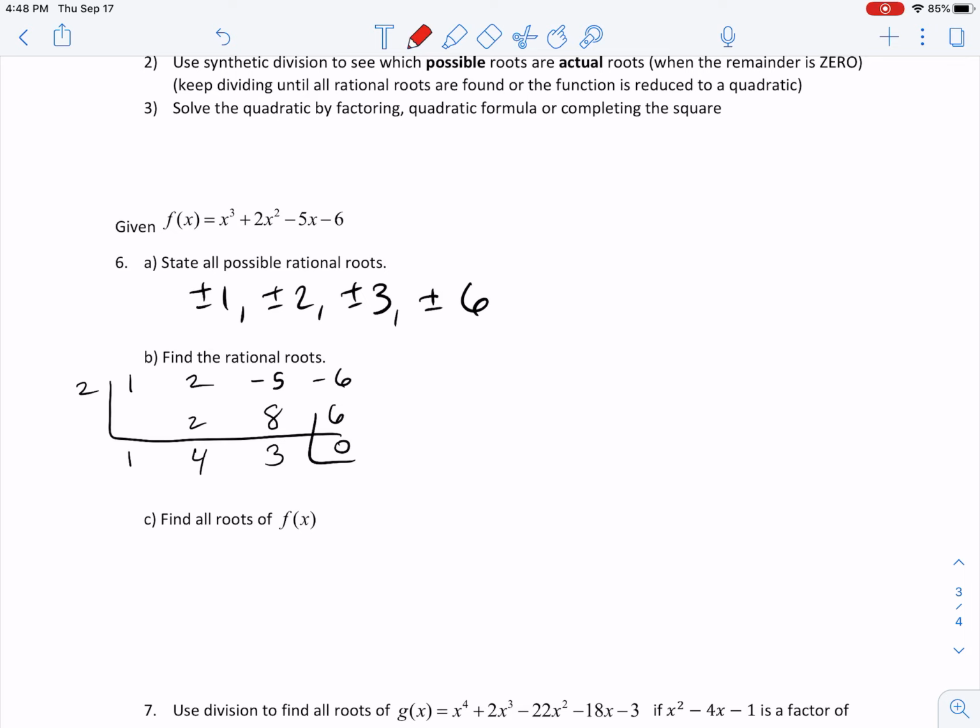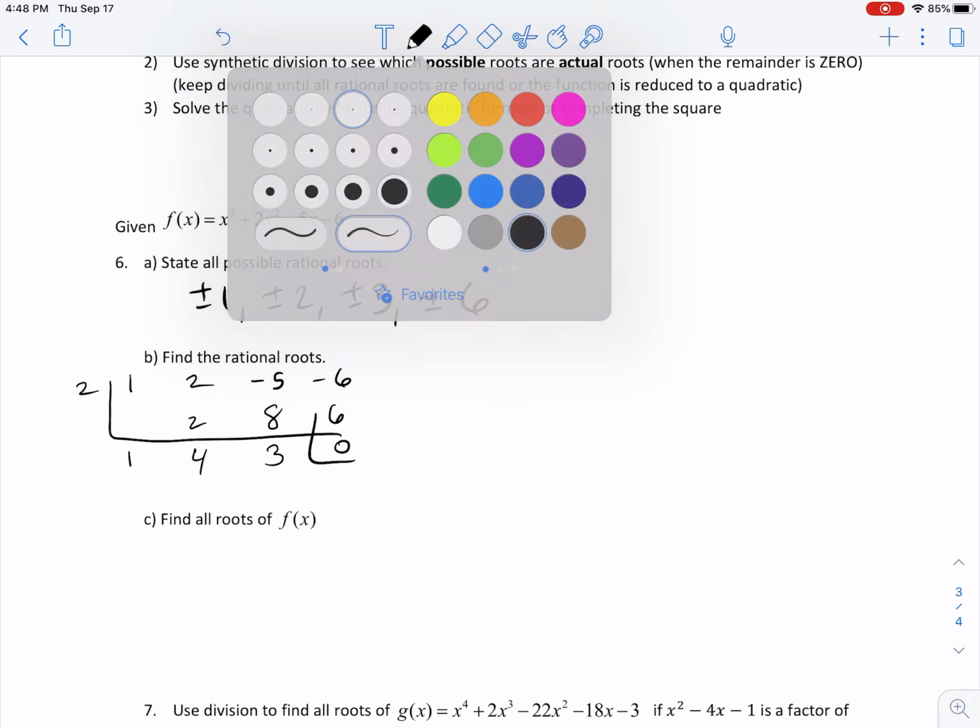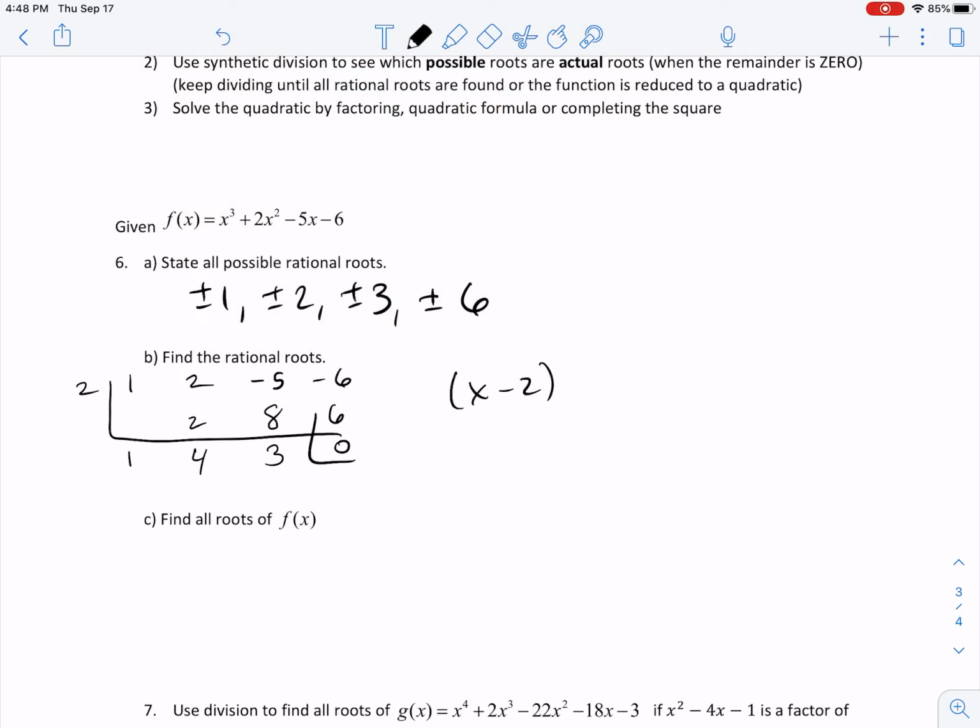Okay, so I now have an x minus 2, and then it's getting multiplied by an x squared plus 4x plus 3. The good news is, actually, this was really good news. This becomes x plus 3 times x plus 1. I had a 3 out of 8 chance of guessing my rational root.